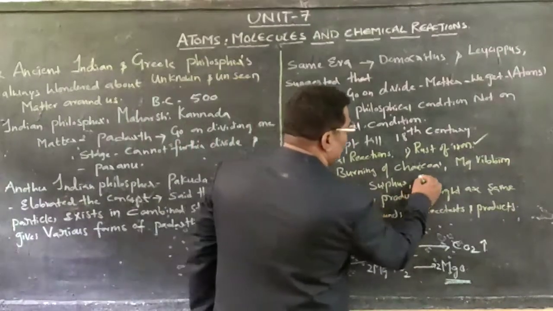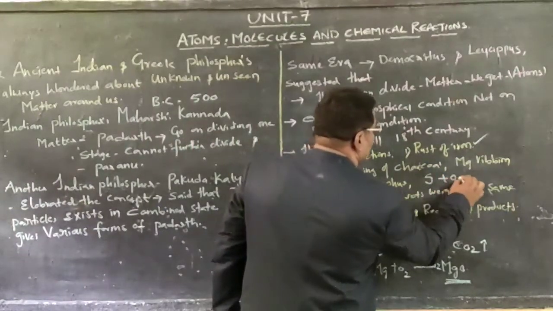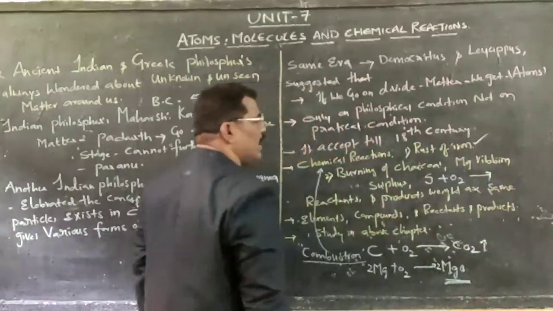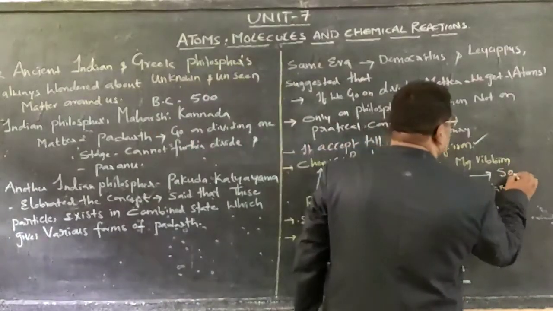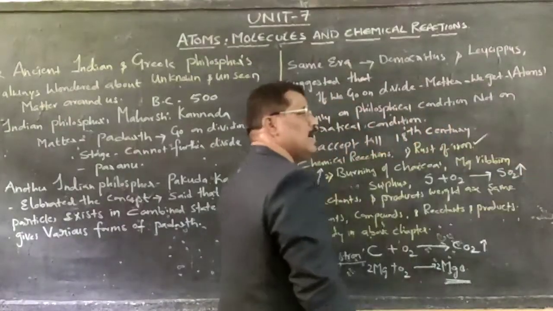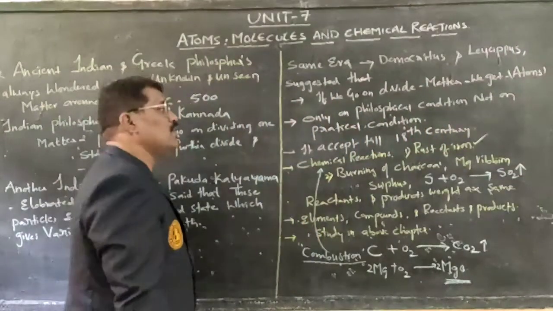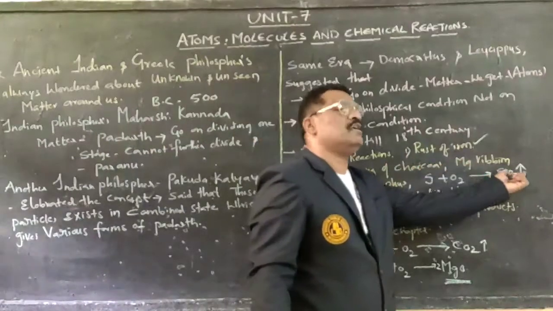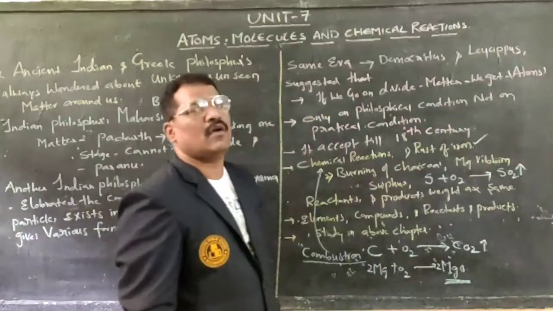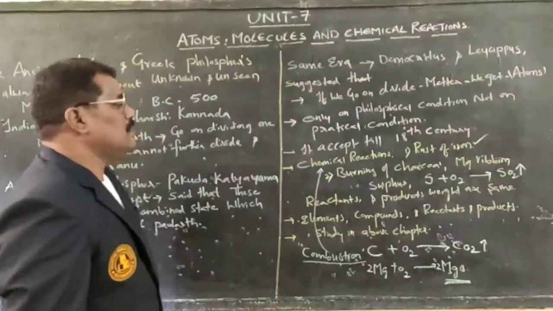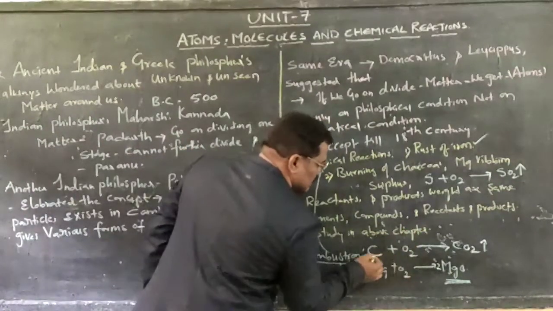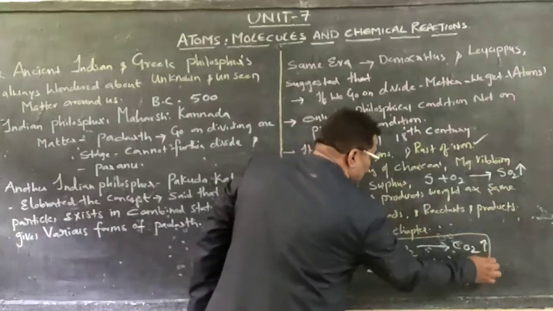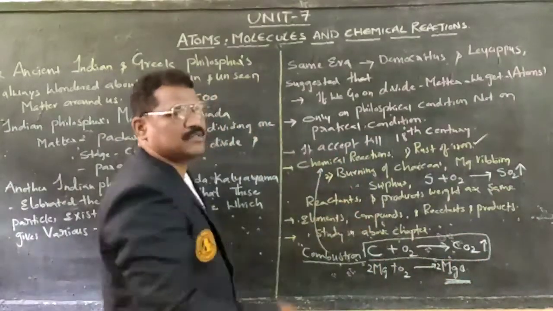Similarly, if you take sulfur and burn it in the presence of oxygen, in the presence of air, it forms a product called sulfur dioxide. A gas is evolved, which is a combination of sulfur and oxygen together, called sulfur dioxide. In this way, this is a chemical reaction of substances.